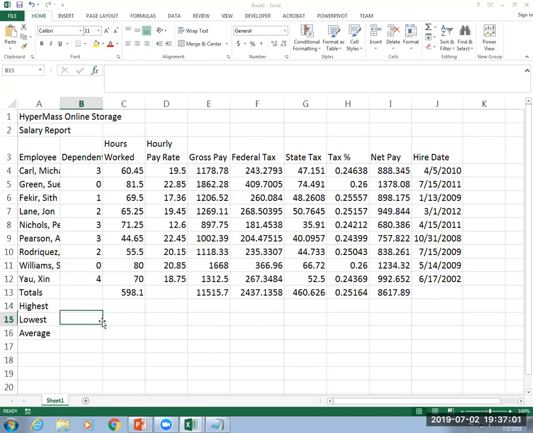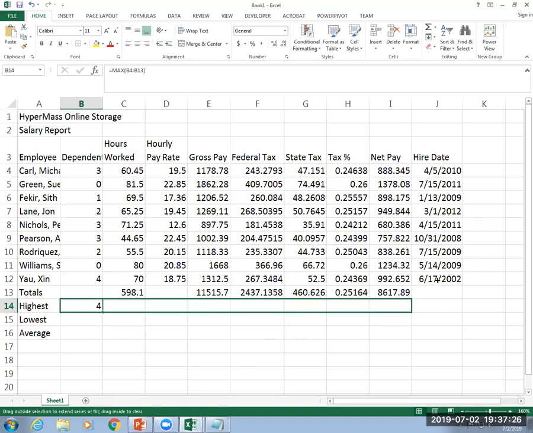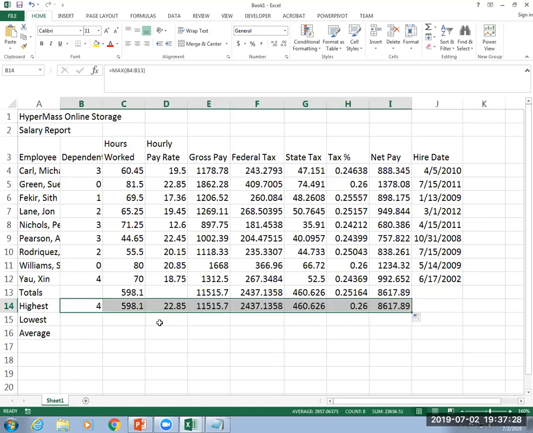Now in this case, the one that we want is actually inside of the sigma, and it is in fact max. So if I do max, it's going to pop up with the largest number. And if I fill handle this all the way across, it will give us the largest answer on all of them.